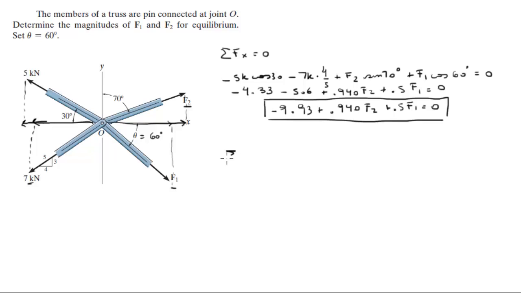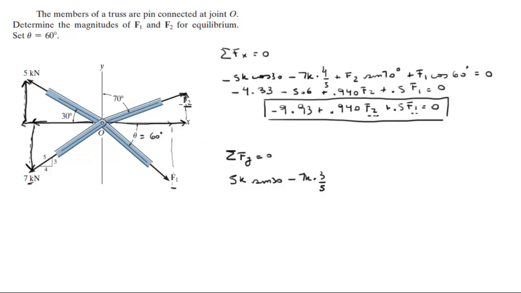Now to get my second formula, we need two formulas because we have two variables, F2 and F1. So to get my second formula, I'm going to add all the forces in the y, and I know that the sum of all the forces in the y are also 0 for equilibrium. So first we got 5k sine of 30 is positive because it's going up, which is this force right here. Now we have this force right here, which is going down, so it's negative 7k times 3 over 5.